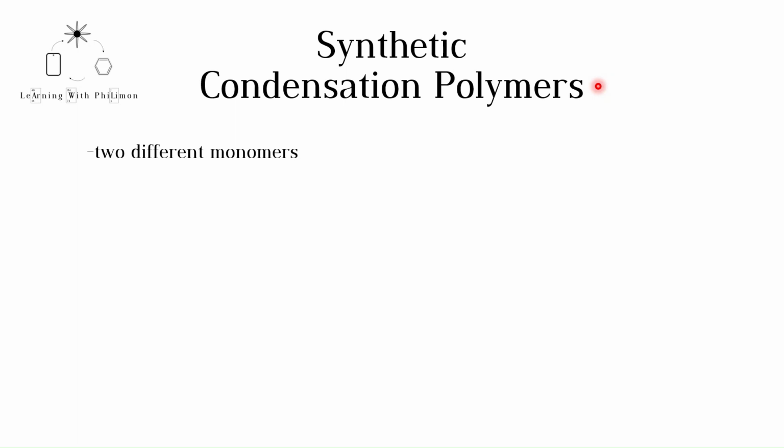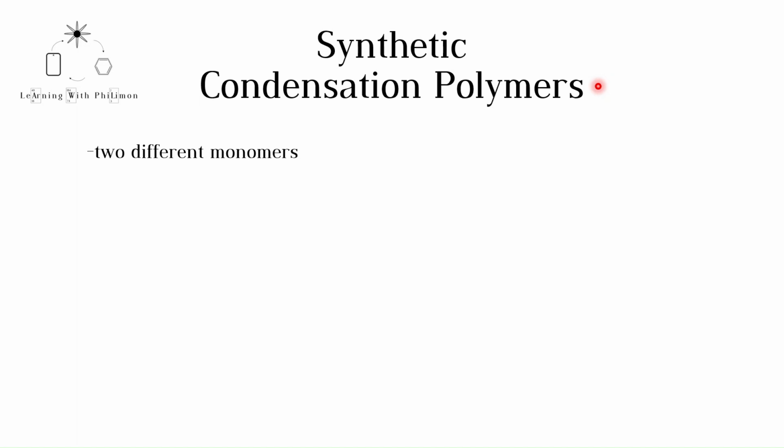In the previous video, we saw polymers made from an addition reaction between identical alkene monomers. In this video, we will discuss polymers made from condensation. Unlike in addition polymerisation, two different monomers are required for condensation.